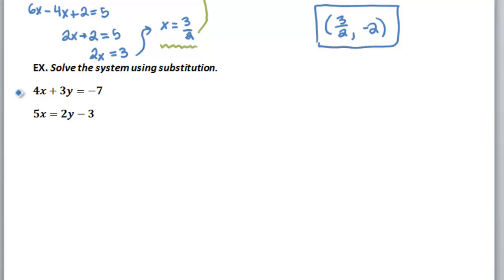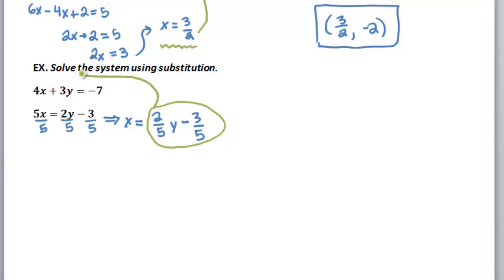4x plus 3y equals negative 7, and 5x is equal to 2y minus 3. Remember, solve, substitute, solve, substitute. It looks like it'll be easy to get x by itself this time. All we have to do is divide both sides of this equation by 5. That gives us x is equal to 2/5 times y minus 3/5. We've solved for x. Now let's take this expression and substitute it in place of x in the other equation.